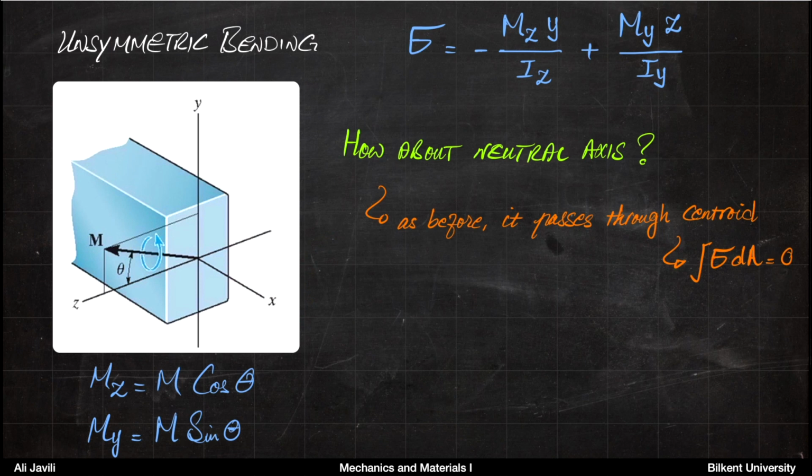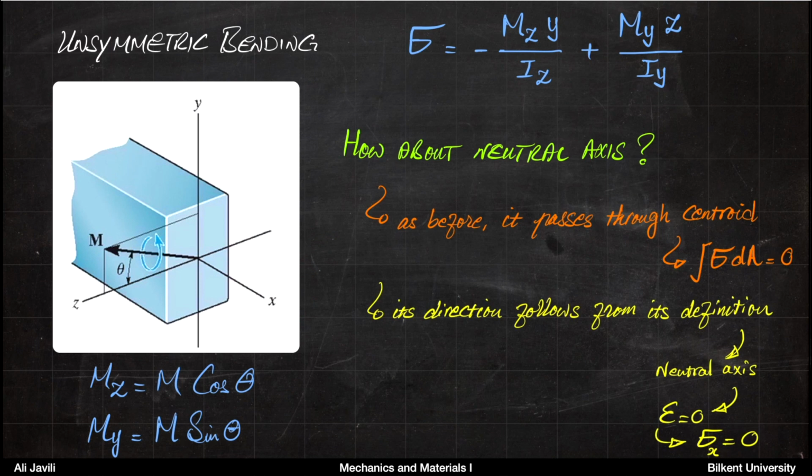Okay, so how do we calculate that? Well, in order to calculate the direction of the neutral axis, all you have to do is remember the definition of the neutral axis itself. The neutral axis is called neutral axis because strain and alternatively stress is 0 on that axis. So all you have to do is set stress equals 0 in your stress formula or in your flexure formula, and this would be your equation.